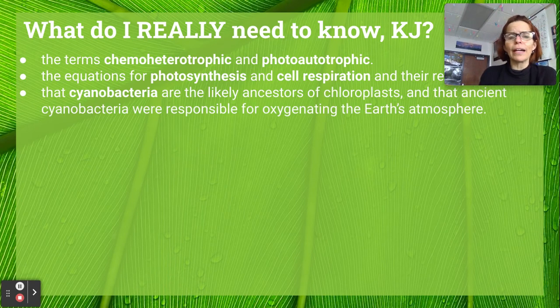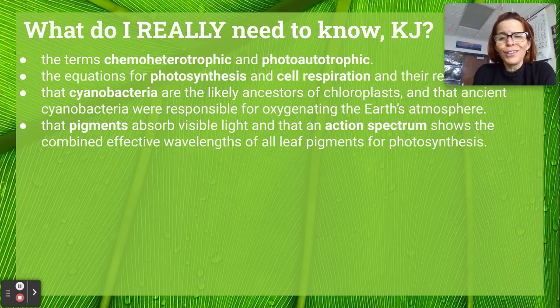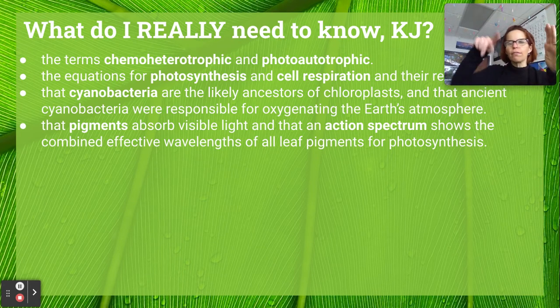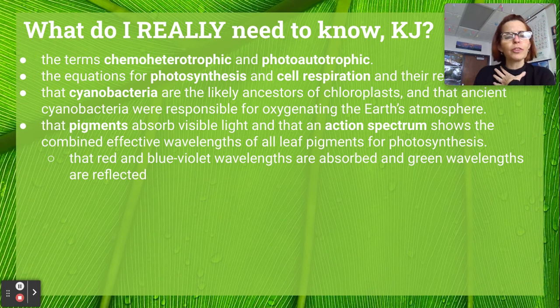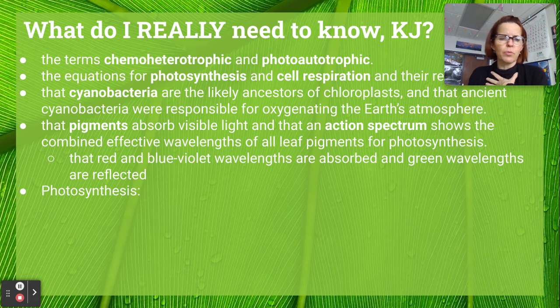You need to know that cyanobacteria are the likely ancestors of chloroplasts and that ancient cyanobacteria were responsible for oxygenating the Earth's atmosphere. You need to know that pigments absorb visible light and that an action spectrum shows the combined effective wavelengths of all leaf pigments for photosynthesis. Guaranteed, you will see an action spectrum on the test that shows the wavelengths and which ones are being absorbed and which ones are not being absorbed. So which light is most effective and which light is least effective. Remember that the red and blue-violet wavelengths are absorbed best, and green and yellow are not absorbed as well.